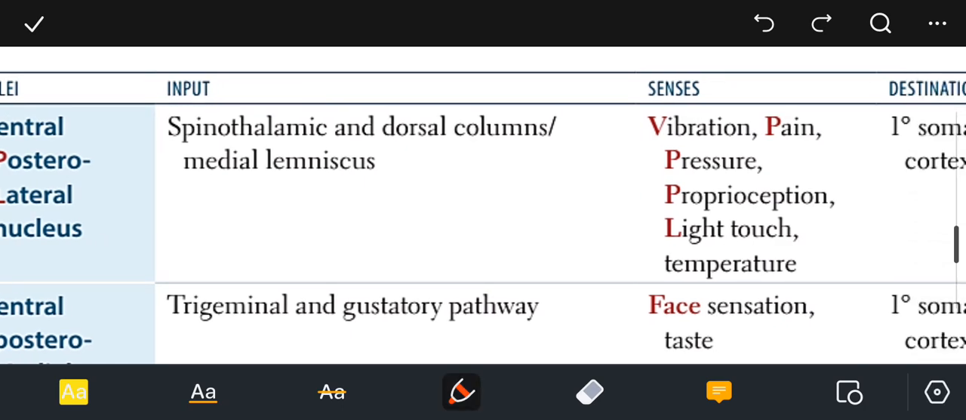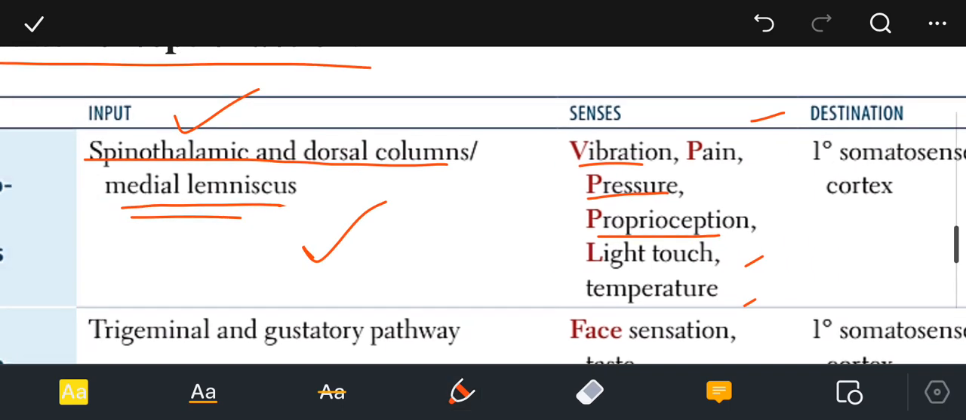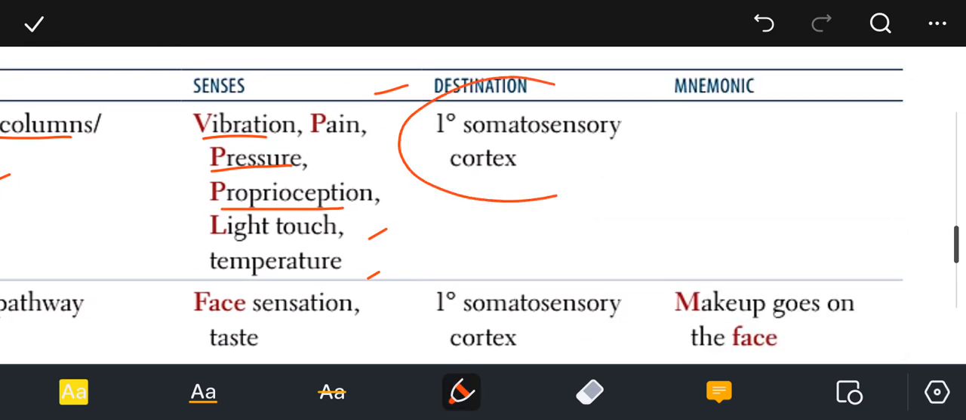Input to the VPL nucleus is coming from the spinothalamic tract and the dorsal column medial lemniscus. Spinothalamic fibers take the pain and temperature sensation, and the dorsal column medial lemniscus takes proprioception and vibration sensation. So the senses coming to the ventro-posterior lateral nucleus are vibration and proprioception from the dorsal column medial lemniscus, and pressure as well. Pain, light touch, and temperature come from the spinothalamic tracts.